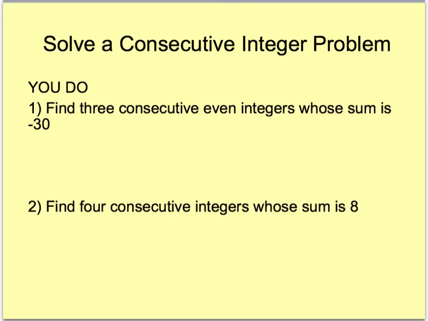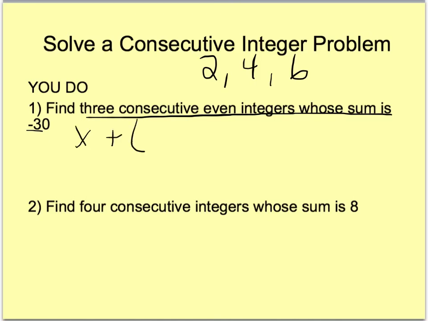Okay, so I'd like you to try these on your own. So let's go ahead and do them together, okay? So let's look at number 1. So we have find 3 consecutive even integers whose sum is negative 30, okay? So again, this could be 2, 4, 6. These are consecutive even integers. So my first term is x, my second term is 2 larger, and my third term is 4 larger. And this is all equal to negative 30.